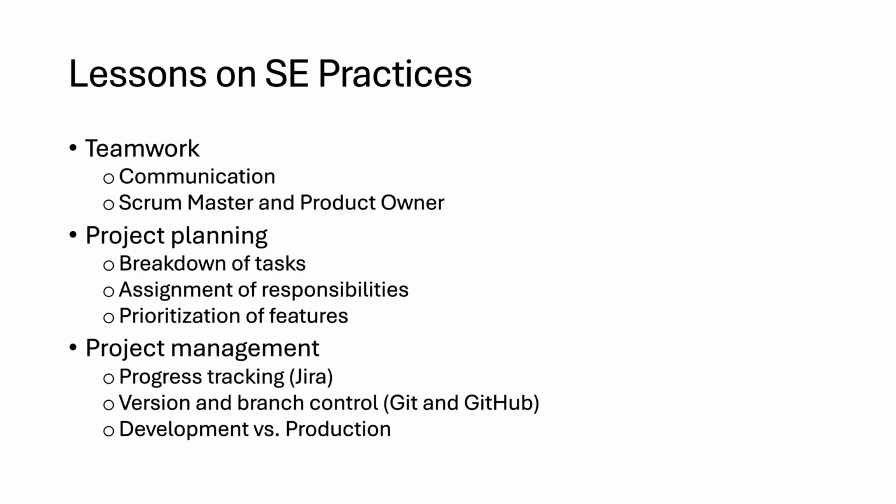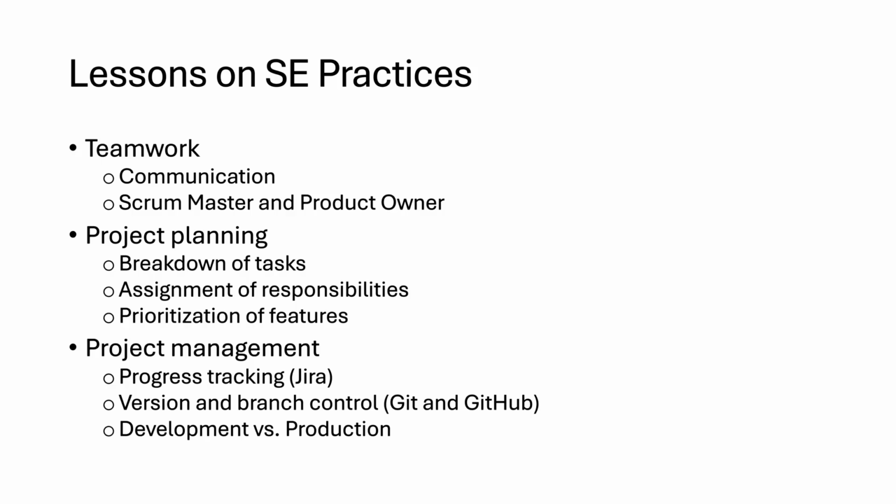Some of the lessons that we learned on software engineering practices, obviously, we learned about working as a team, got a little bit more experience working as a team on a software development project. On agile specific practices, we got to experience working with a scrum master and a product owner. And because we rotated these roles, we were able to experience what it was like to be a scrum master and a product owner, and in some way, how it is to lead a development team on a project like this.